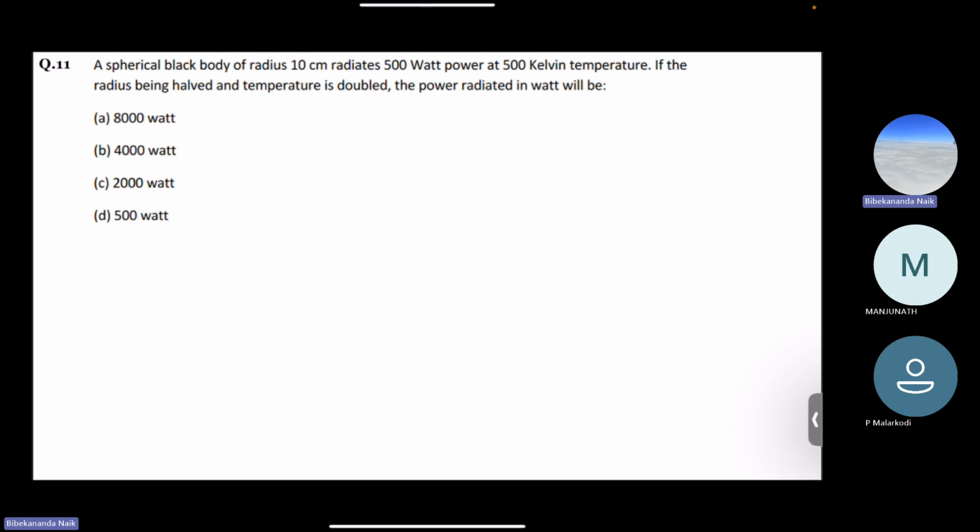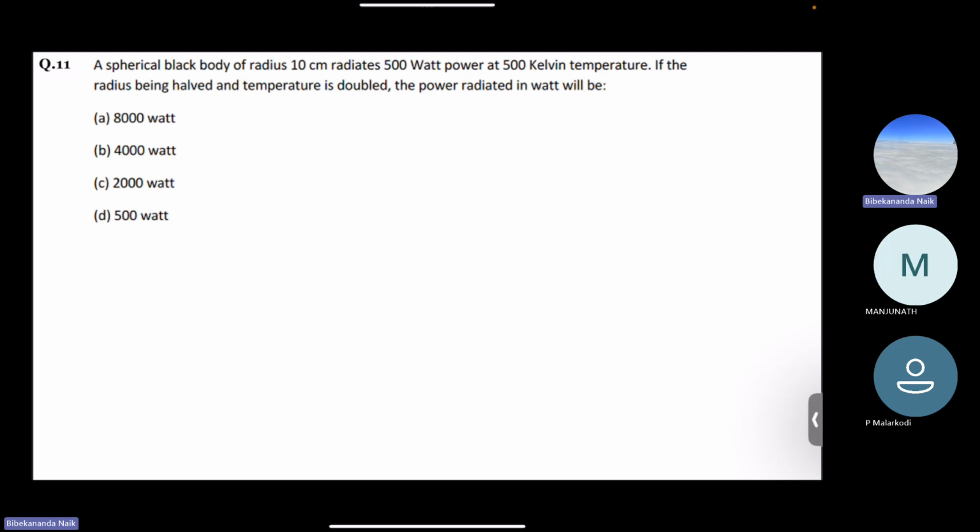Okay, so if you remember the discussions from last class, the total power radiated by the black body is governed by Stefan's law. What does Stefan's law say? It says the total power radiated by the black body is directly proportional to the fourth power of the temperature.